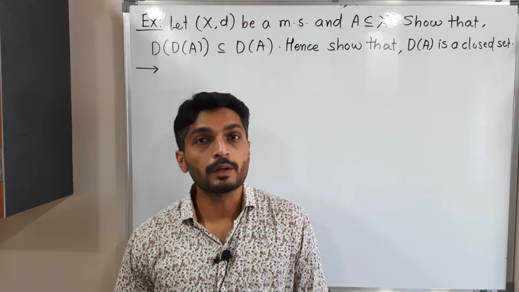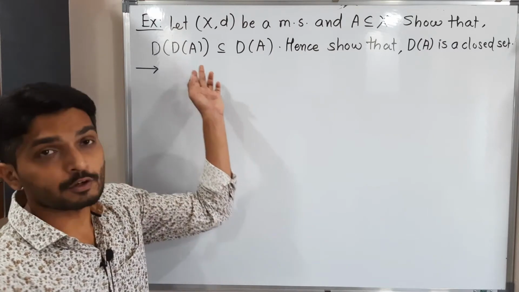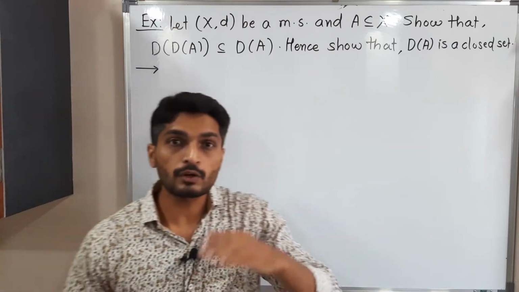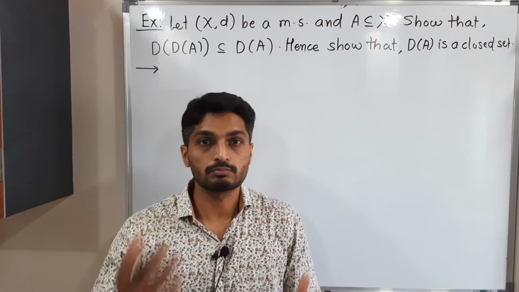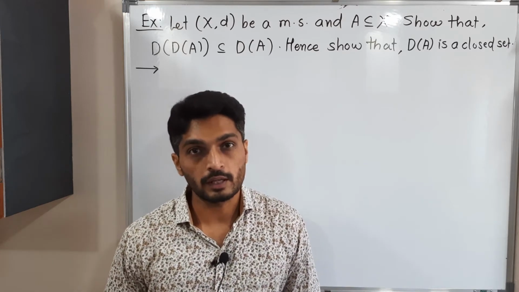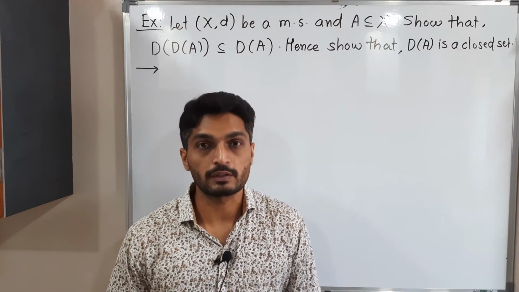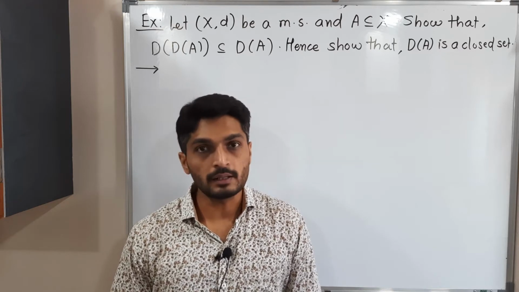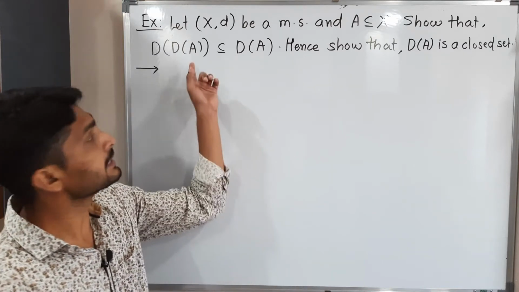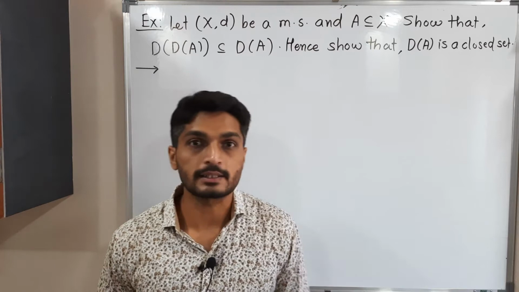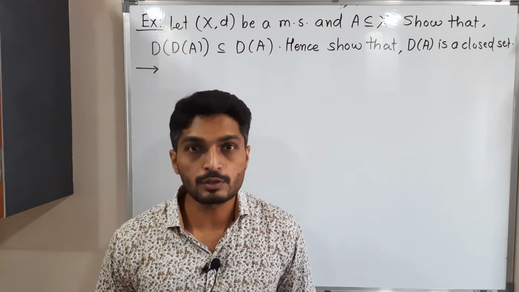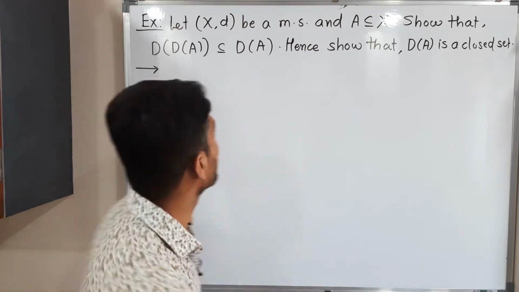So what we have to prove? We have to prove that D of A, that means the set of limit points of A, is a subset of D of A. Getting? So the logic is simple. I will start with one element from this set and I will prove that it is in the second set. So obviously we get that inclusion relation. So let us start with x.